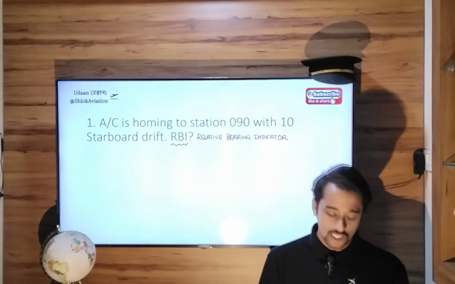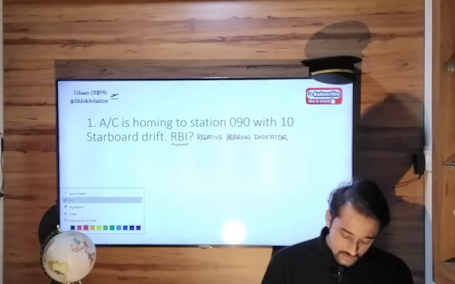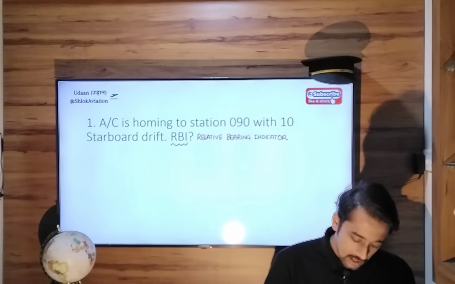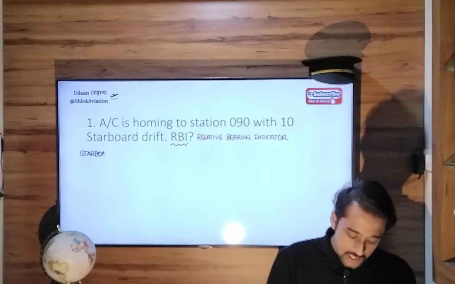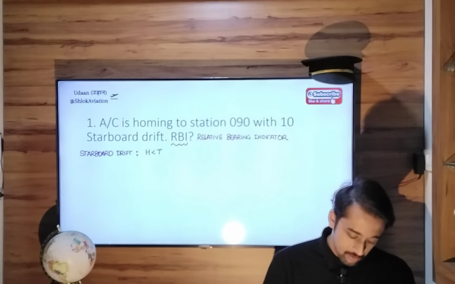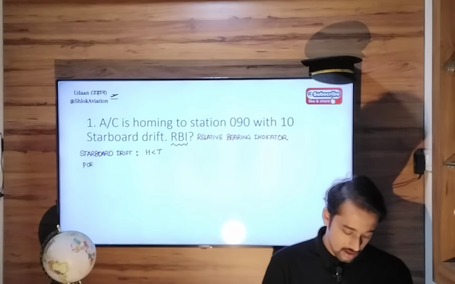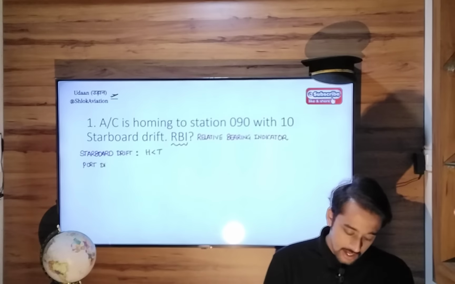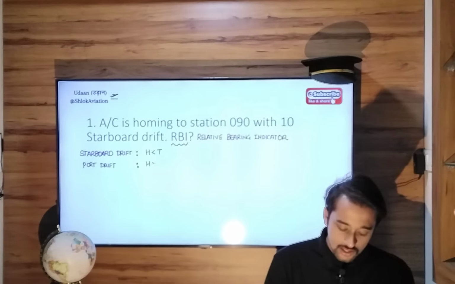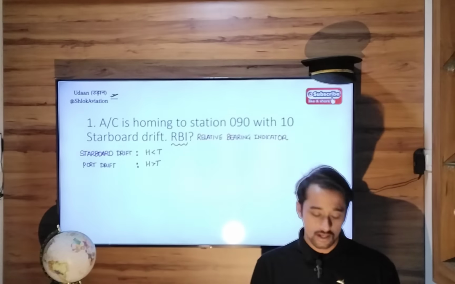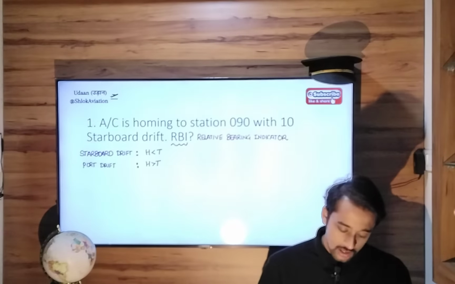Now, these drift questions are very easy. You have to remember two facts. With a starboard drift, heading of aircraft is less than the track. With a port drift, heading of aircraft is more than track. So let's draw this.